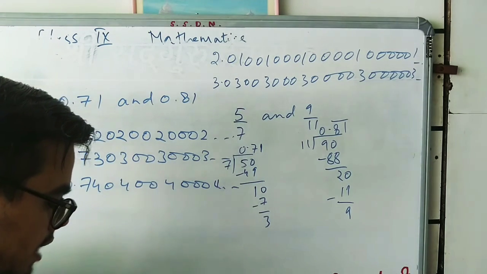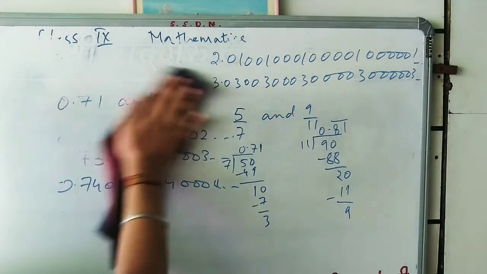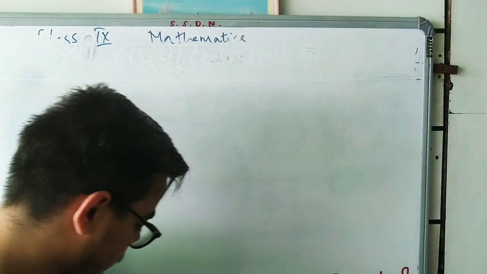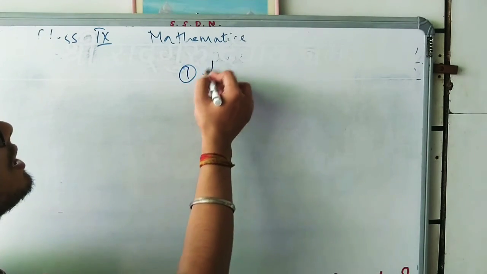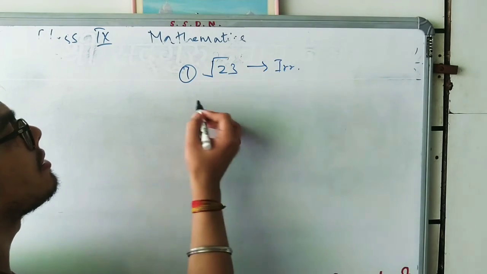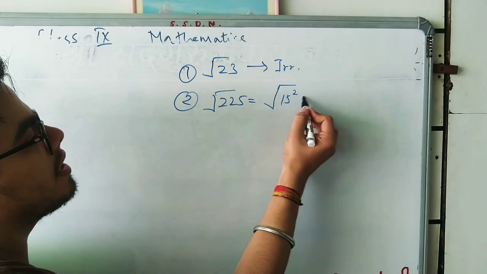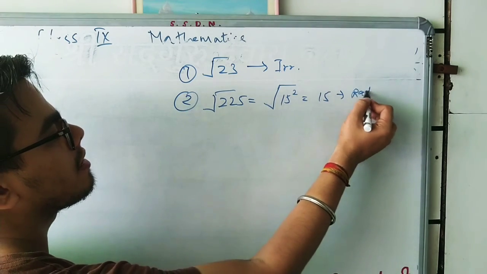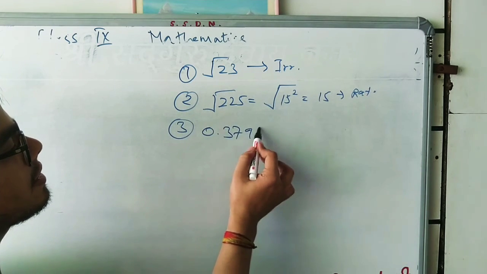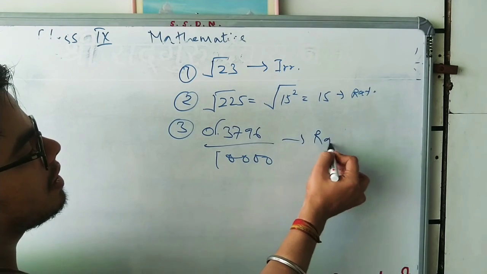Now the last one is to classify the following as rational and irrational numbers. The first one is square root 23. Since square roots of prime numbers are irrational, it is irrational. Second is square root 225, which is 15 square, and 15 is a rational number. The third one is 0.3796. It could be represented in the form of p upon q, thus it is also a rational number.